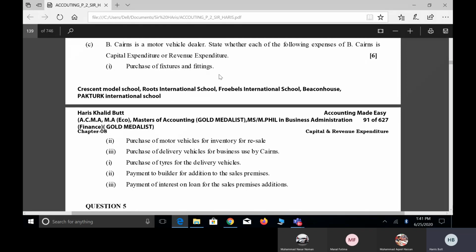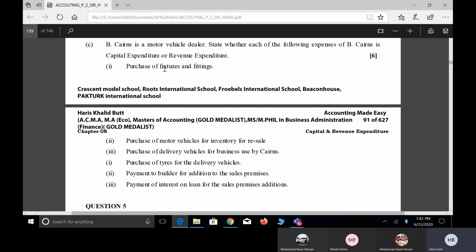अकील, परचेज ऑफ मोटर व्हीकल फॉर इन्वेंट्री फॉर रीसेल. Revenue. Yes, right. It's a revenue expenditure, because if the motor vehicle you have purchased is for resale purpose, then definitely it's a revenue expenditure. Why, sir? Motor vehicle is a non-current asset. Yes, you are right. But V Cares is a motor vehicle dealer. Here it is written. So for him, a motor vehicle which is purchased for resale purpose is treated as his normal goods. That is the purchases he is doing and selling.